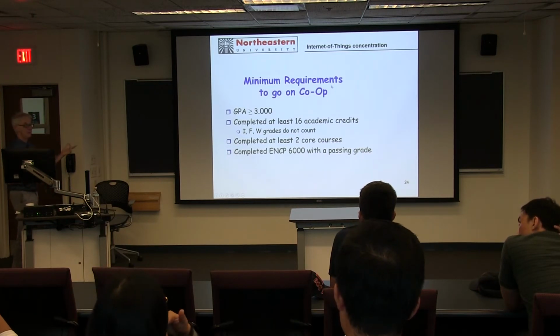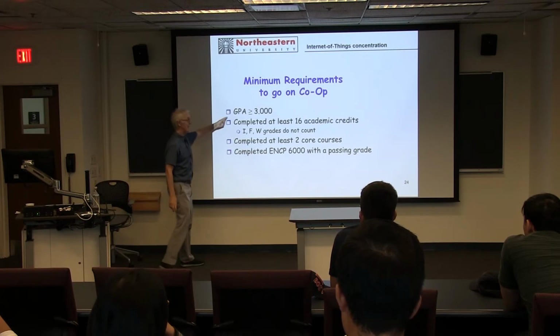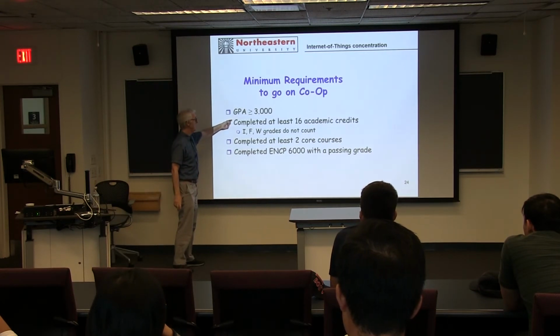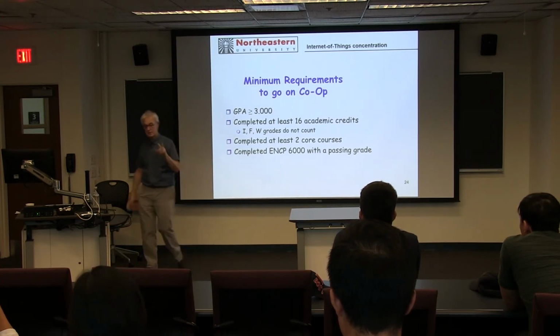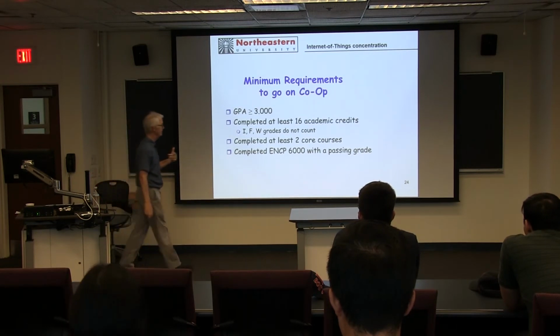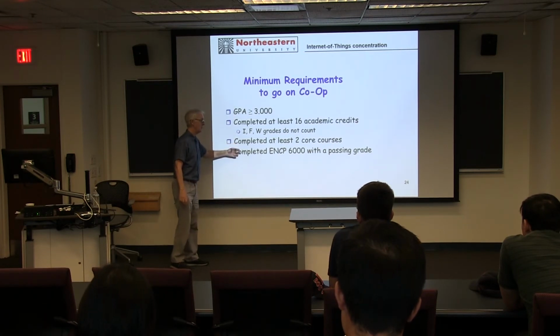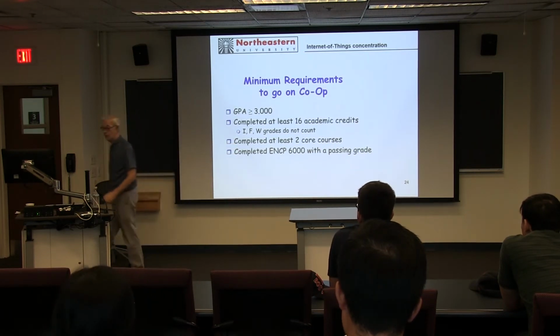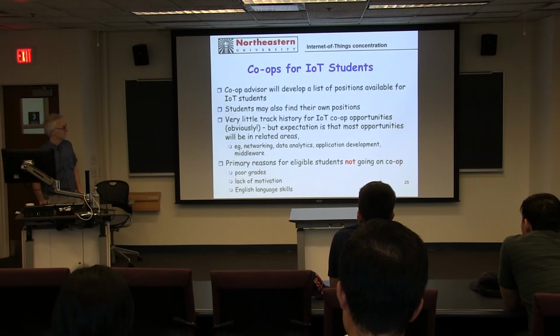Okay, just to repeat this, minimum requirements, co-ops need to be in good academic standing, 3.00, 16 academic credits, which really means 2 academic semesters. In your case, that means fall and spring. Completed at least a couple of core courses, and also need to pass the career management course with a passing grade.